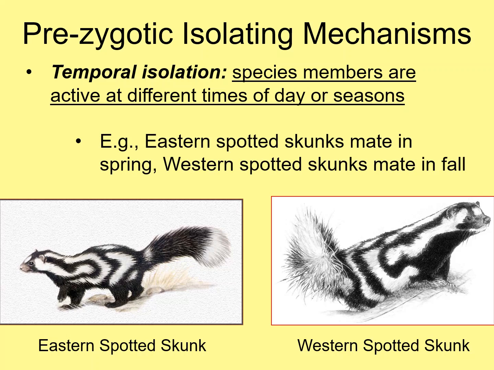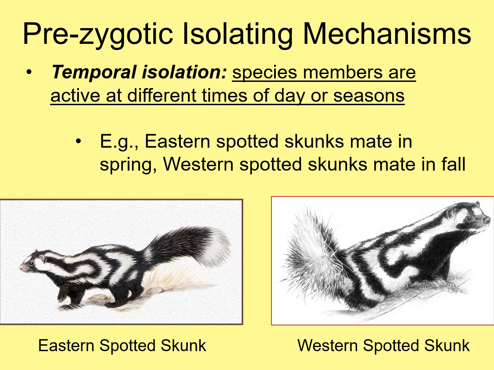It also could be that they are reproducing at different times of the year. So for example, with our spotted skunks, we have the western spotted skunk. Yes, we have striped skunks here in California. We also have spotted skunks. They're just not as common, but they're super cute and still super stinky as well. So the western spotted skunk mates in the fall and gives birth in the early spring. Eastern spotted skunks mate in the spring and give birth in early summer.